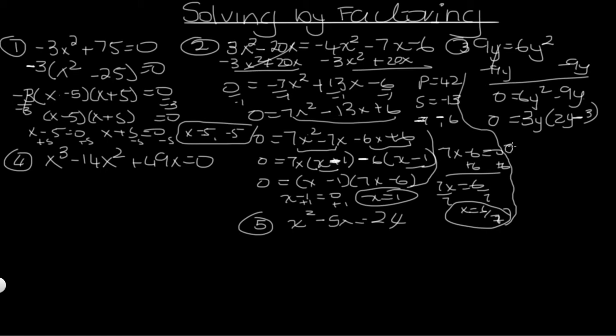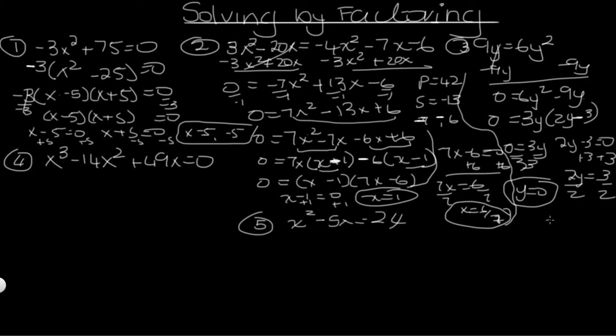So I have 0 equals 3y and 2y minus 3 equals 0. For this one, just divide by 3 and you'll get y equals 0 as one of your answers. For this one, add 3 on both sides to get 2y equals 3 and then divide by 2. I try to put in a lot of examples because I know these can be a little bit difficult.